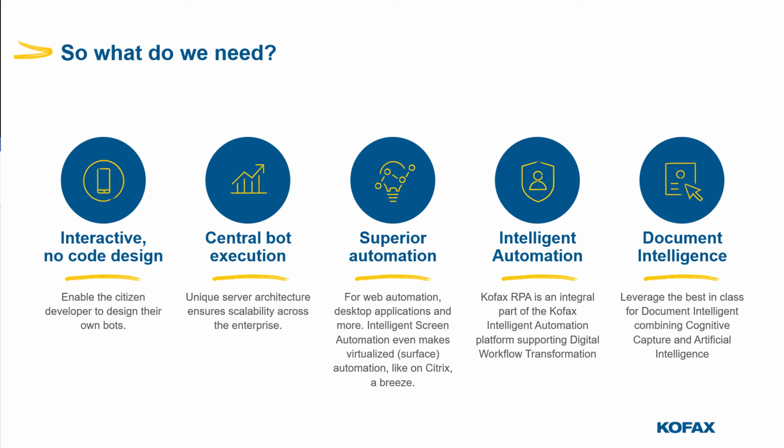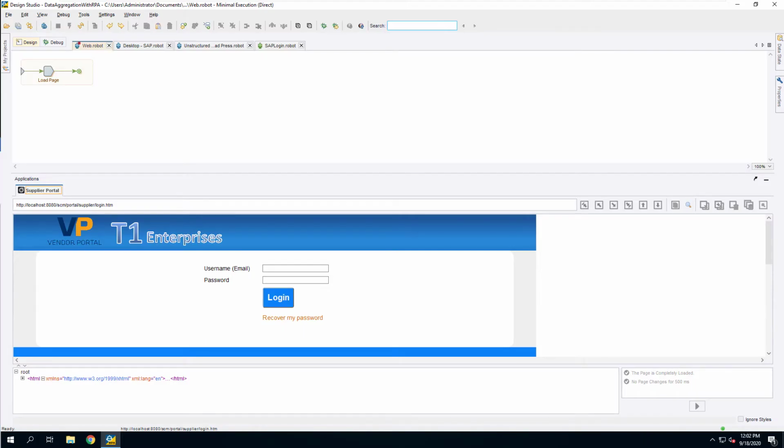So you need to have document intelligence, cognitive capture, and artificial intelligence in order to leverage that data that's hidden away there as well. So without further ado, let's jump into some demos, and I'll explain a bit more along the way. The first demo is actually going to be a demo that I'm going to be building from scratch.